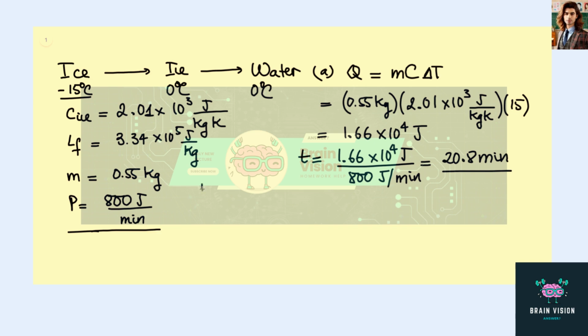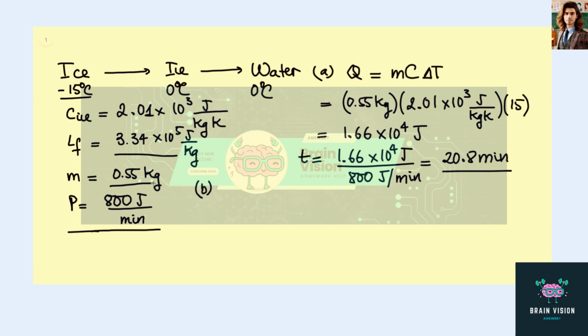In part B, we want to find the time that it would take to melt all the ice. So the heat associated with melting something has to do with the latent heat of that object. The latent heat of ice is 3.34 times 10 to the fifth joules per kilogram, and we have 0.055 kilograms of ice. Heating up the ice from negative 15 to 0 obviously doesn't change the mass of the ice.